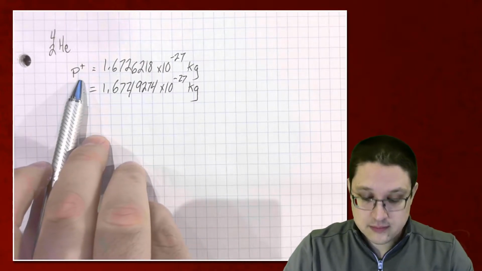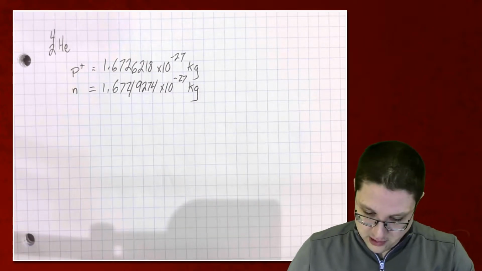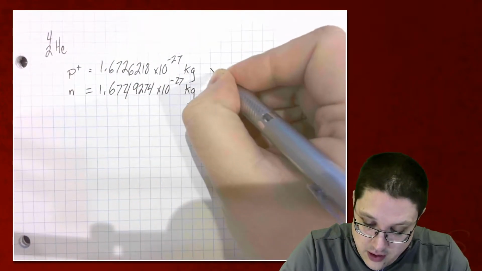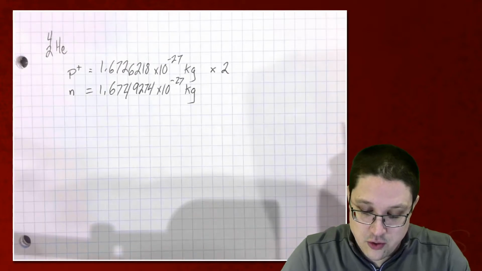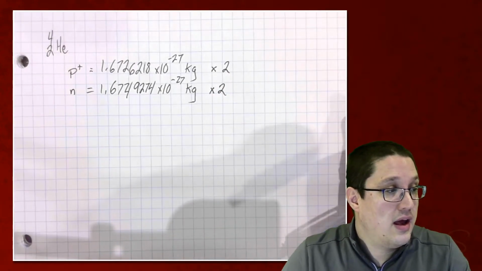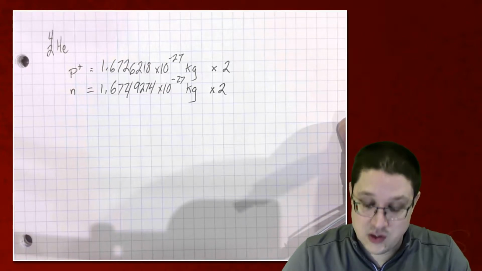So if I go protons, I have the number of protons here. I know that I have 2 of those, so I'm just going to take that value times 2. I'm also going to take the number of neutrons times 2 because I have that as well.